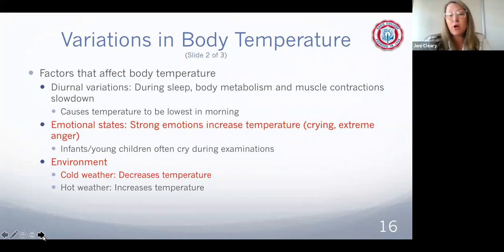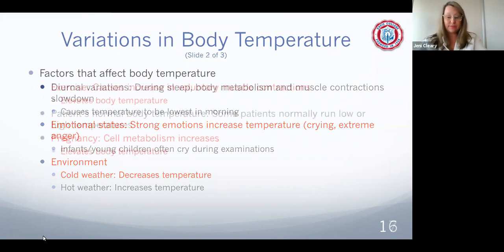Infants and young children often cry during examinations. And the environment. If it's cold weather, this is going to decrease the temperatures. If it's hot weather, it's going to increase body temperatures.